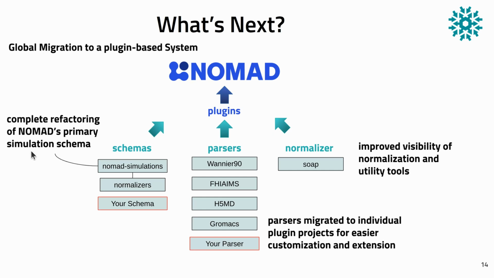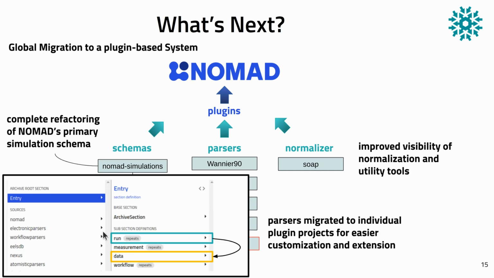So this is a complete refactoring of NOMAD's primary simulation schema. So Chema is going to tell you all about that. And basically, at the end of this development, if you're familiar with the NOMAD structure, we're going to move the computational data from this run section into the data section. This is where the experimental data lives. And this means that we can now start to think about interoperability between different domains.